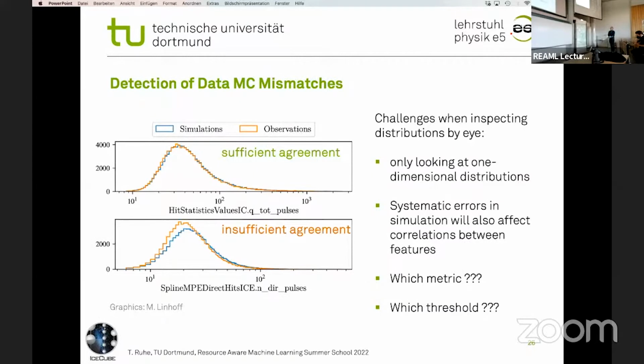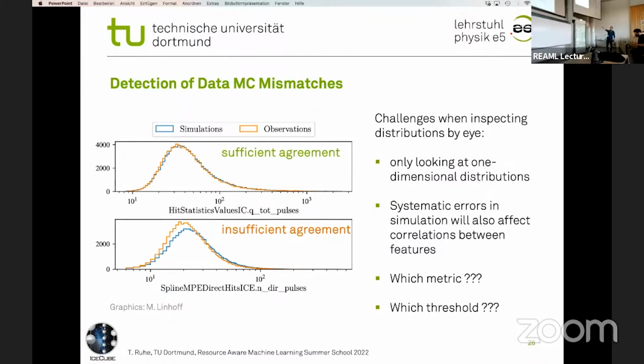Okay. The detection of data and Monte Carlo mismatches. This is a difficult thing, right? As I said, we do not have any historical examples that we can use for the classification or as examples for training. So everything we do fully relies on us correctly simulating the detector and all the electronics. And as you can imagine, this detector is a complicated thing. A lot can go wrong.